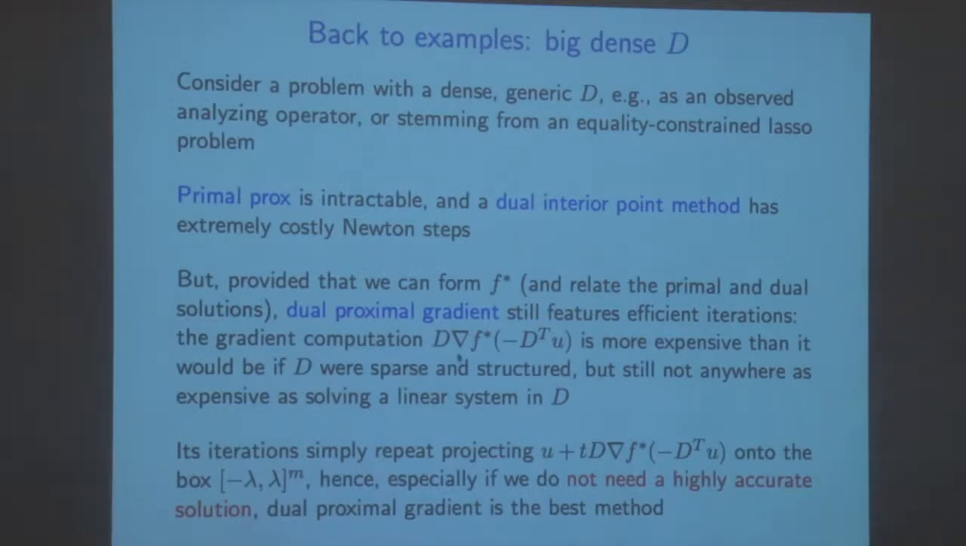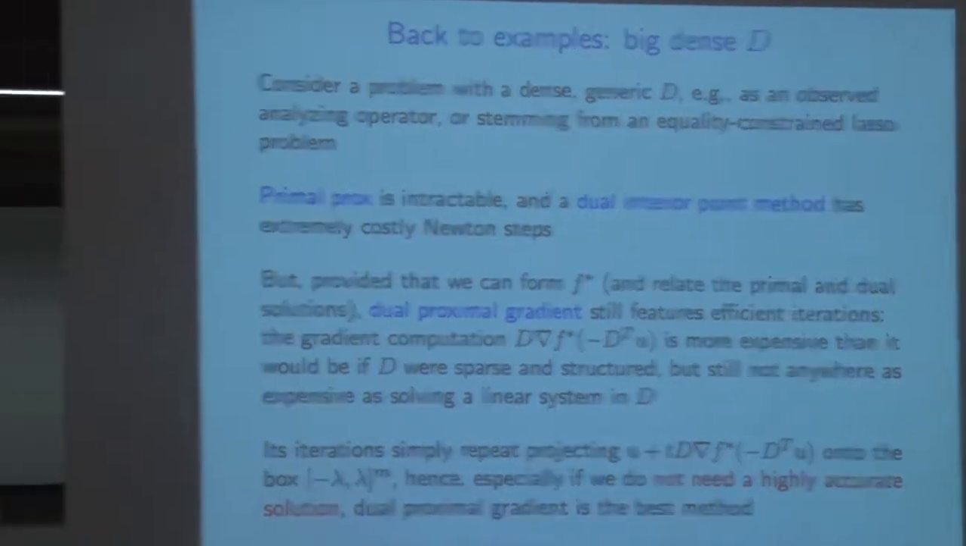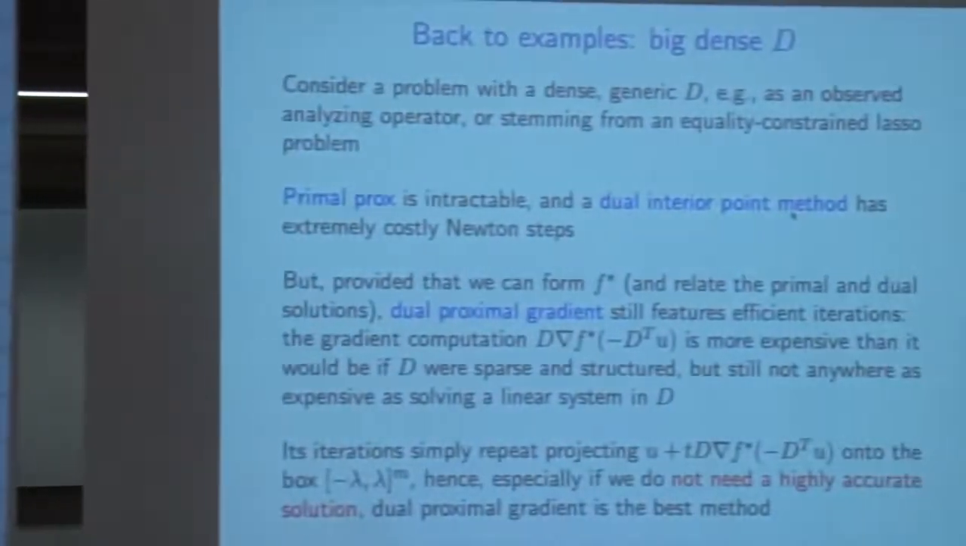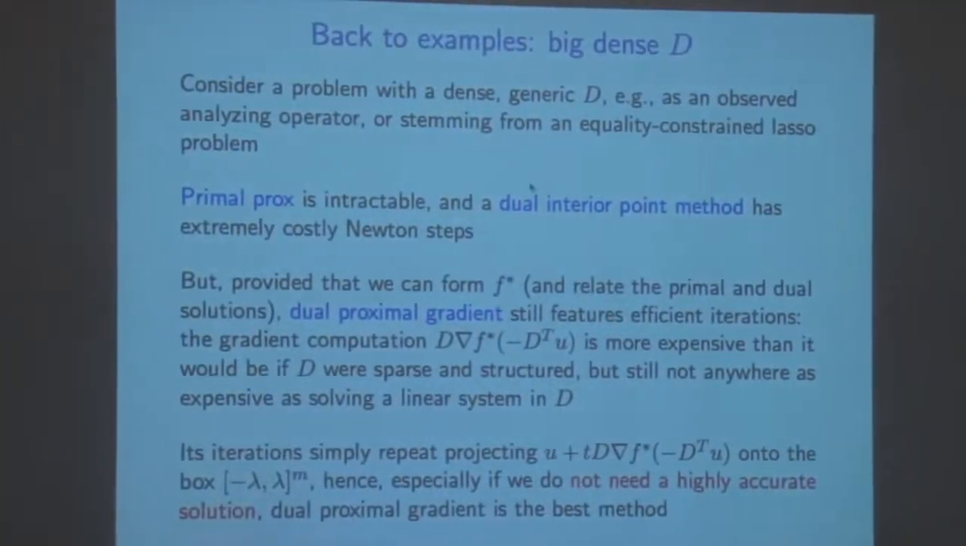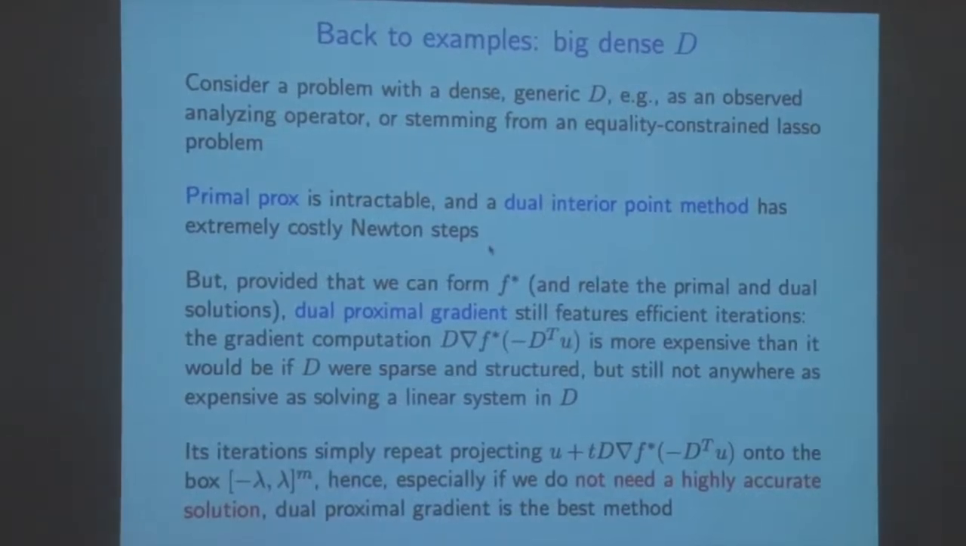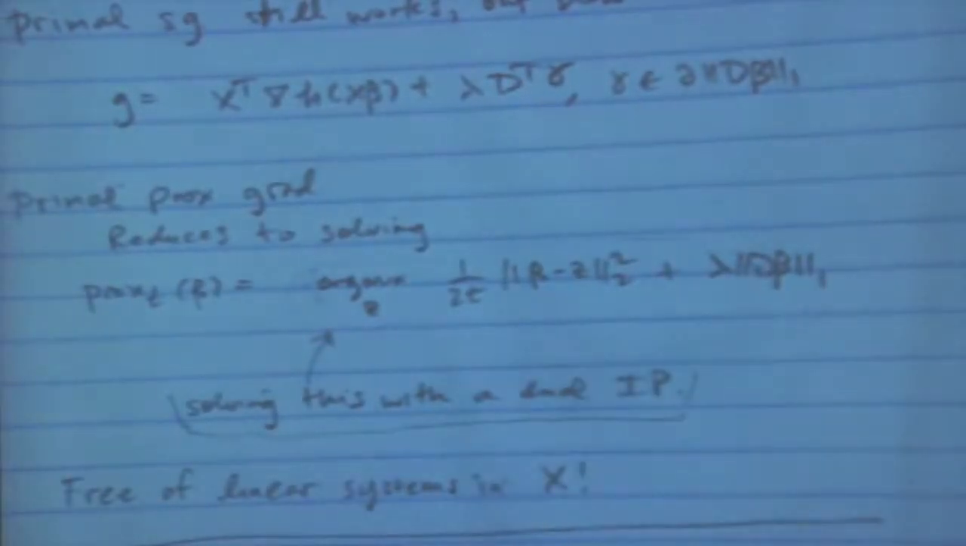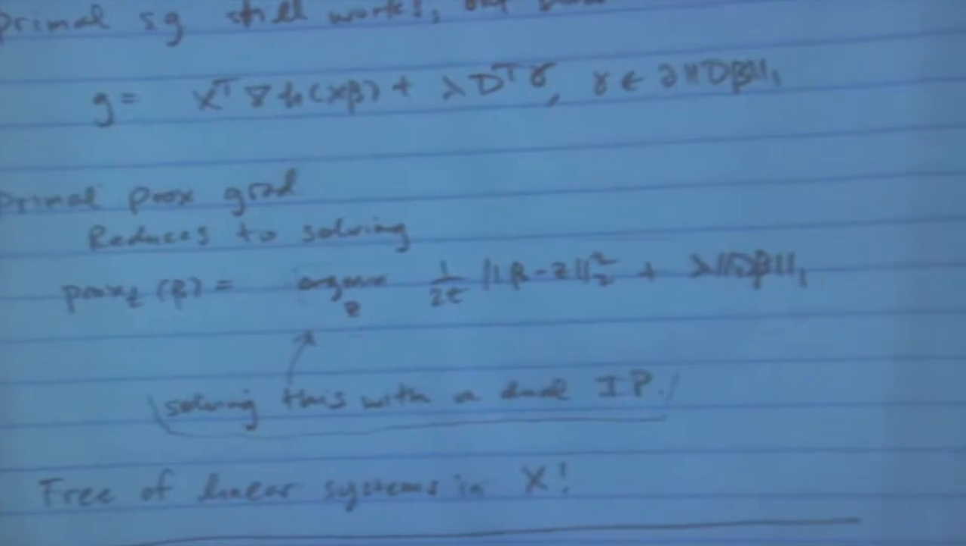Suppose you want to solve a problem that was regularizing according to D beta, but D was just big and dense. So the primal proximal approach, again, is intractable. This is a very hard thing to solve. It doesn't really make sense to go to the dual and try to solve this by an interior point method because D is dense and those will be expensive. Both the primal prox and the dual interior point method have very costly Newton steps, because D is dense and we're solving linear systems in D. We know that solving a linear system in a dense matrix is much more expensive than solving one in a structured matrix.